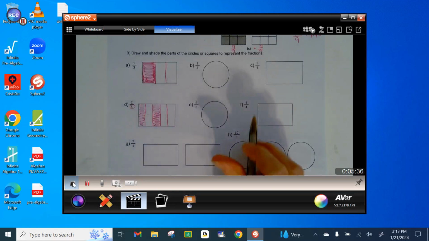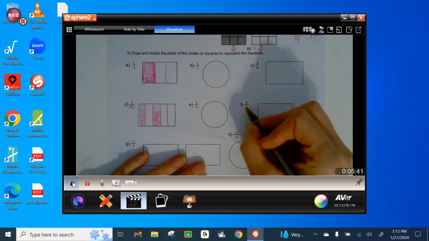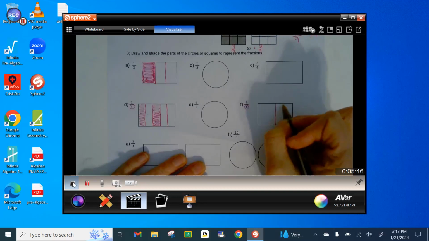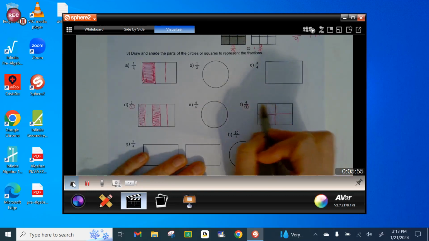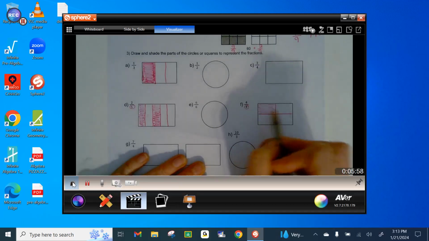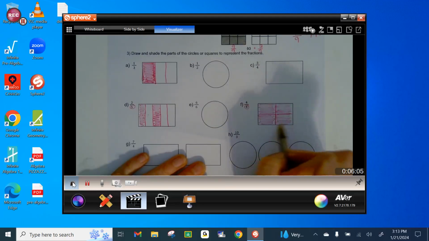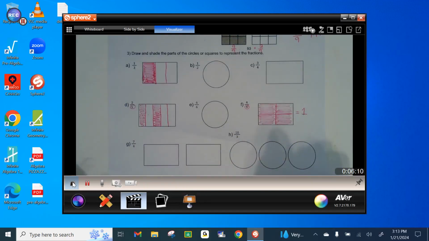Okay, I'm going to do letter F. We're dividing this into 4 pieces. Look, see that the bottom number tells us to divide it into 4 pieces. You could go this way, or you could go like this. I'm going to go like this. So this is 1, 2, 3, 4 equal pieces. And I want 4 of them. Oh, well, I want 4 out of 4. And if you were in class today, you remember that if you have the same number on the top and the bottom, it means it's shading in everything, and it equals 1. It just equals 1. Okay?